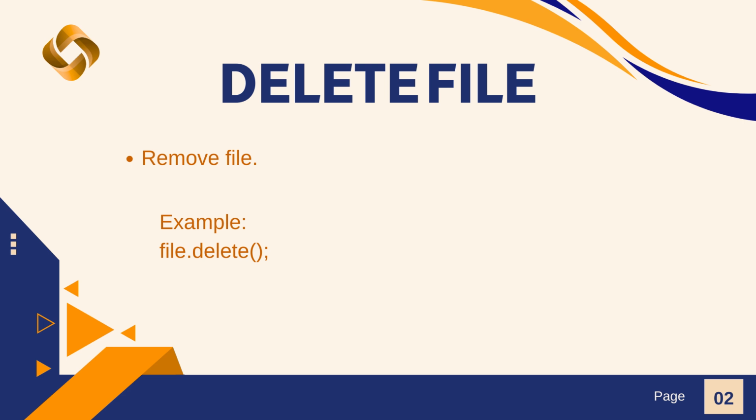Java provides a simple way to remove a file using the delete method. In this example, the delete method is called on a file object. If the file exists and can be removed successfully, the method will delete it from the system. Deleting files can be useful when removing temporary files, outdated records, or unnecessary data. However, be careful when using this method, because once a file is deleted, recovering it may not be possible.